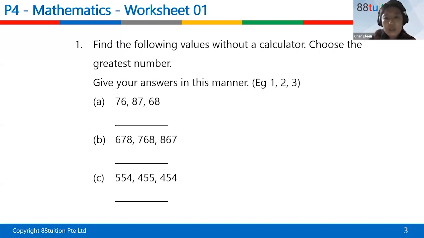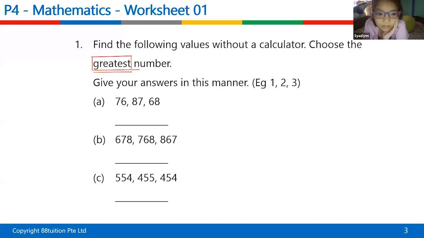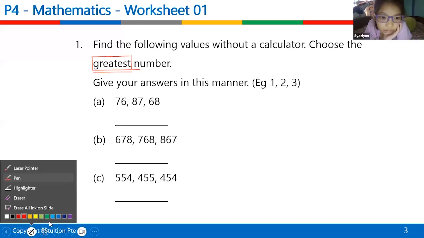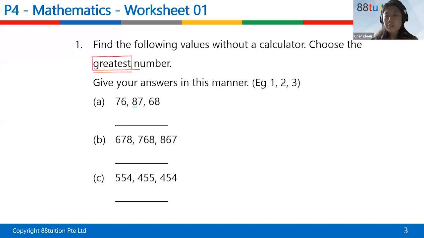Yes, Shazlin? I want to answer the first question. You want to answer the first question? Okay. You wait first. Let me read the question first, then I'll let you, okay? So we have 76, 87, and 68. So Shazlin, you want to answer, but can you also tell me how you're going to choose the number? Tell me how you derive the answer. The biggest number to the smallest number. I only want you to choose the greatest number. Which one is the greatest number out of the three numbers? 87. Yes, correct. Did the rest of y'all get 87 also?